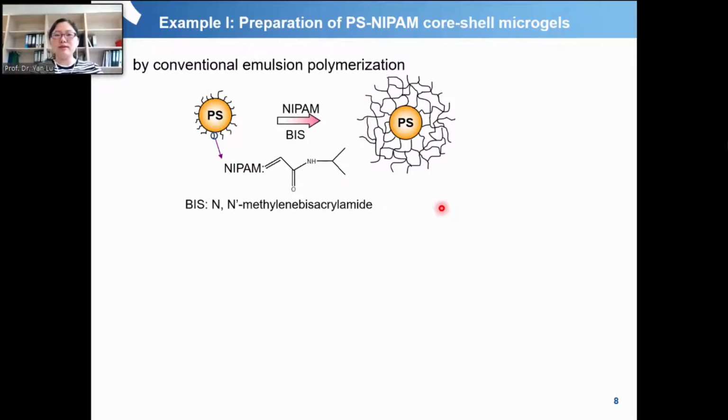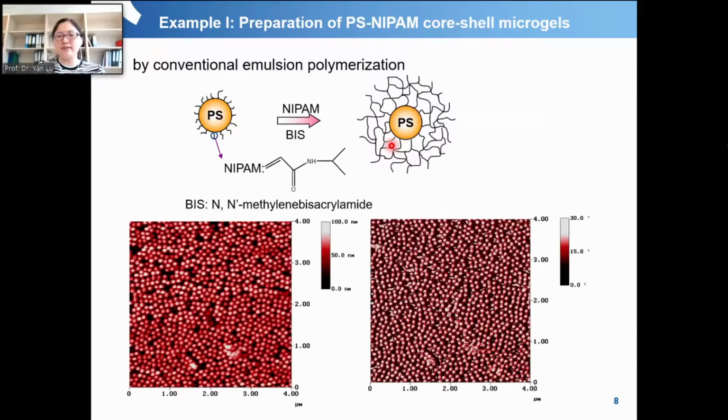Of course, you can also design a kind of core-shell microgel system. I show you one example. You can use a polystyrene particle as a core and do seed-mediated emulsion polymerization. You use the polystyrene particle as a seed, then run the emulsion polymerization, and the cross-linked PNIPAM will deposit onto the polystyrene seed surface. Then you will get a kind of core-shell microgel.